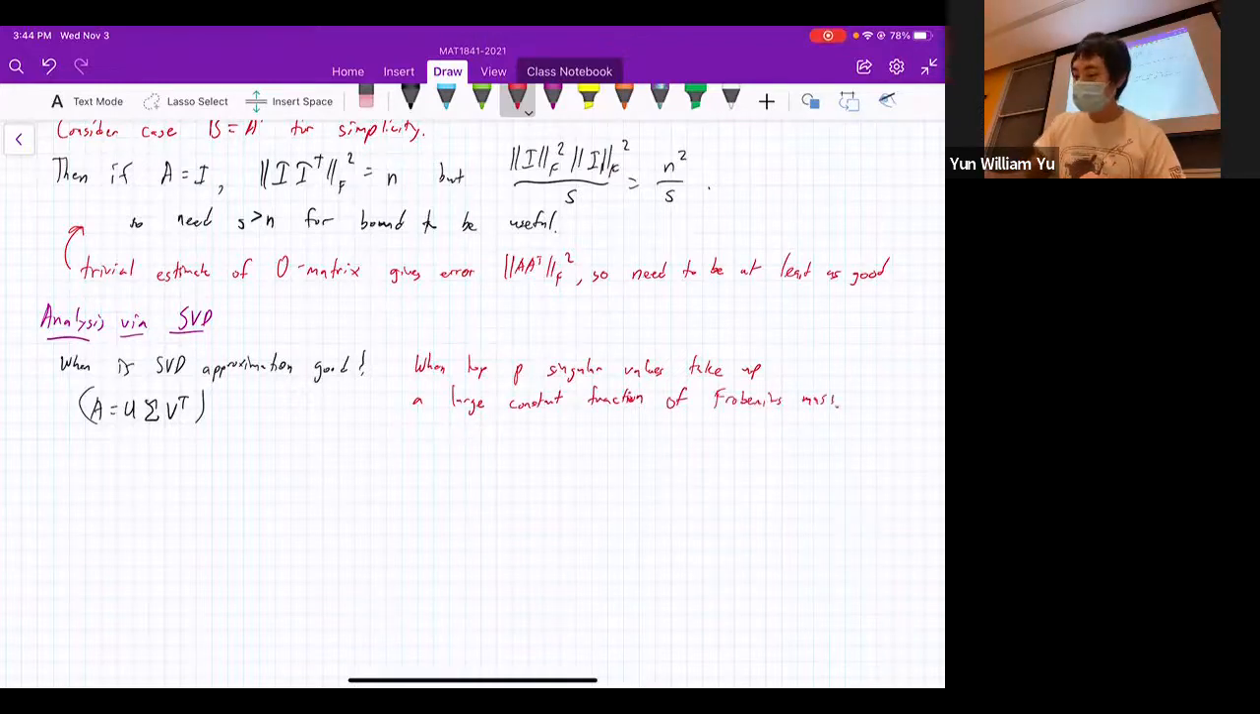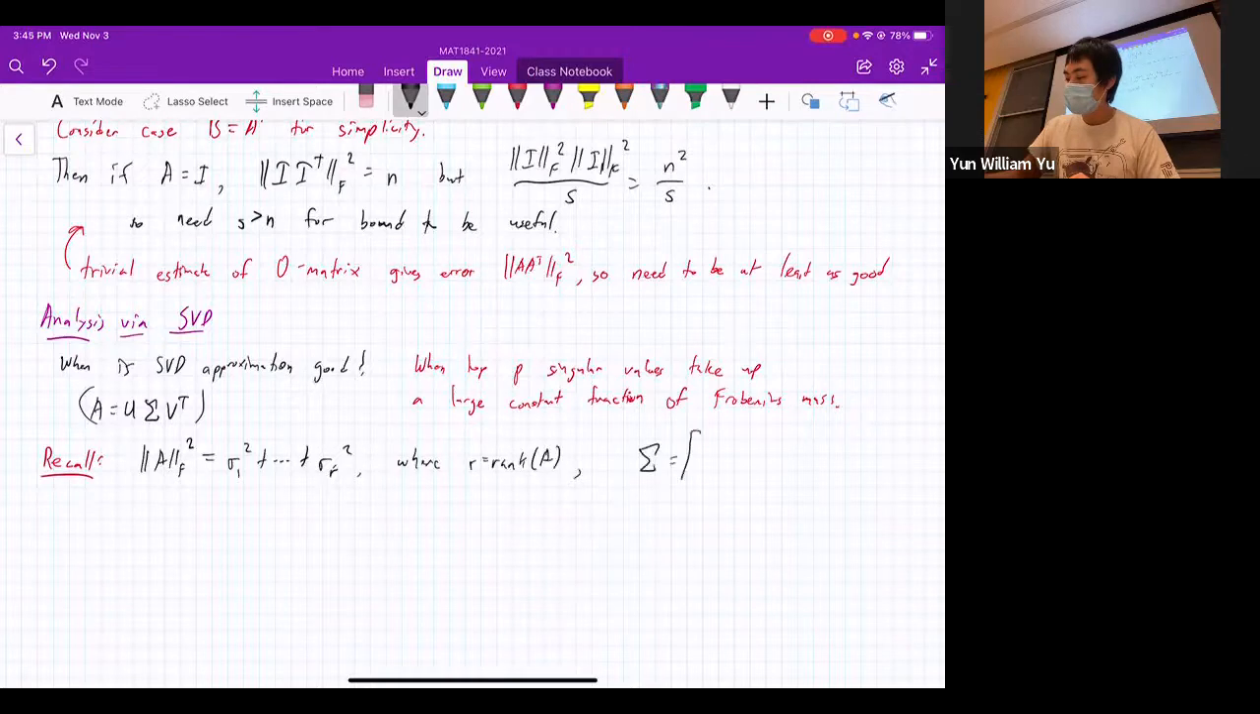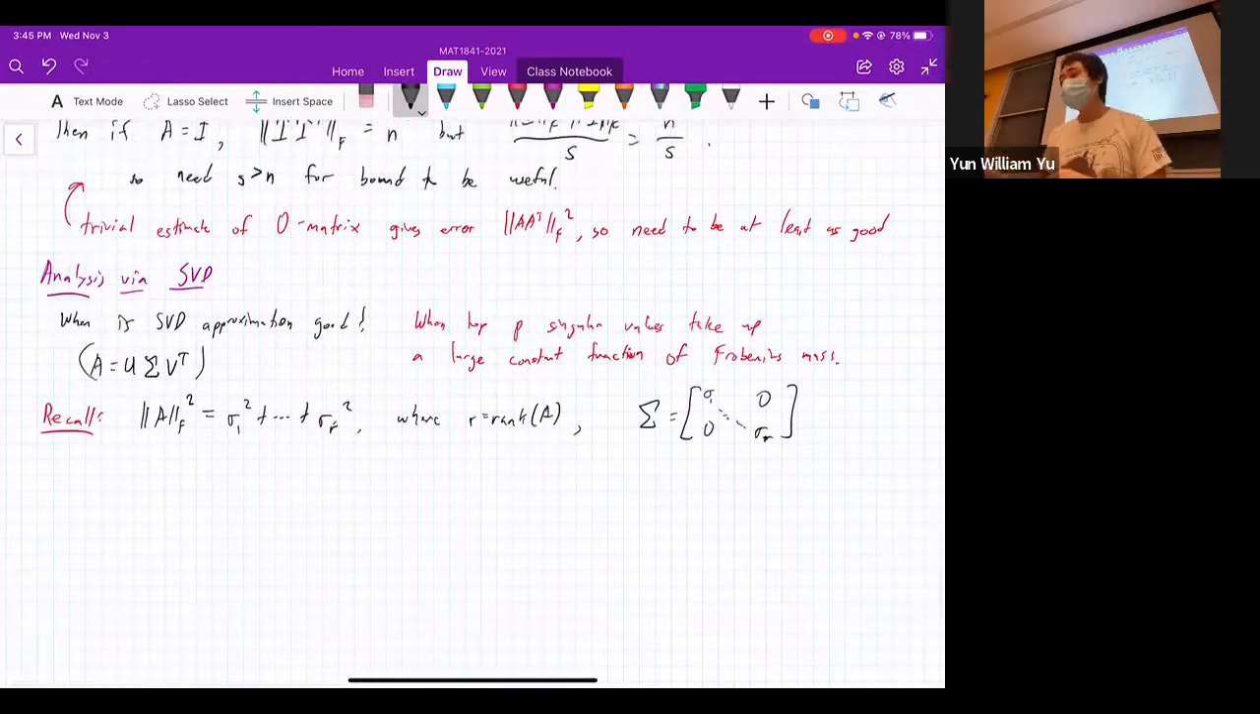Right, so one thing that's important to recall, and this is very easy to prove, is that the Frobenius norm of A squared is just equal to sigma 1 squared plus dot dot dot plus sigma r squared, where r is equal to the rank of A. And each of these sigmas form the diagonal matrix. You can sort of see this because orthogonal matrices don't actually change anything, so you don't have to worry about them changing the mass of a matrix.